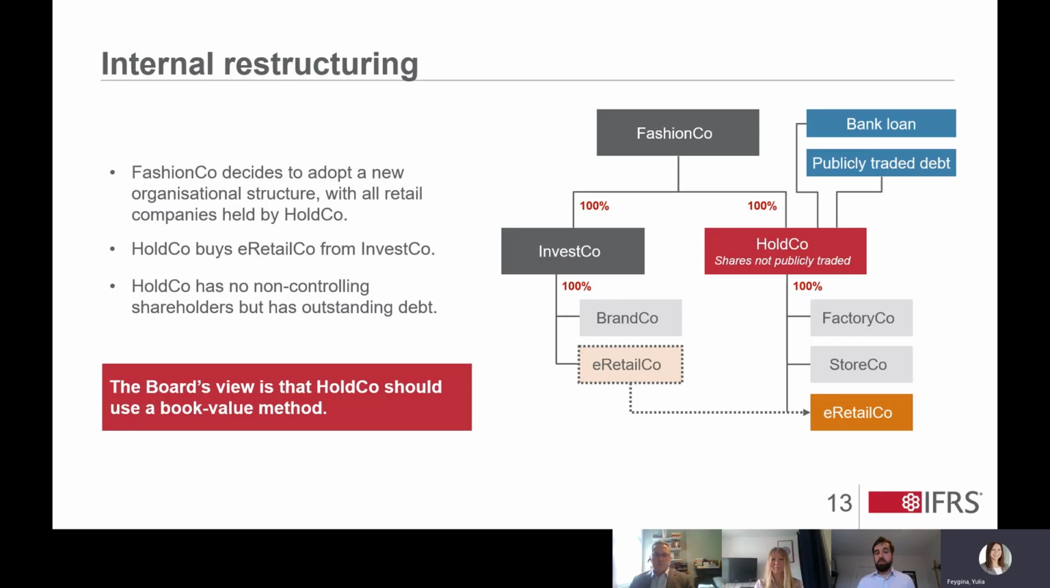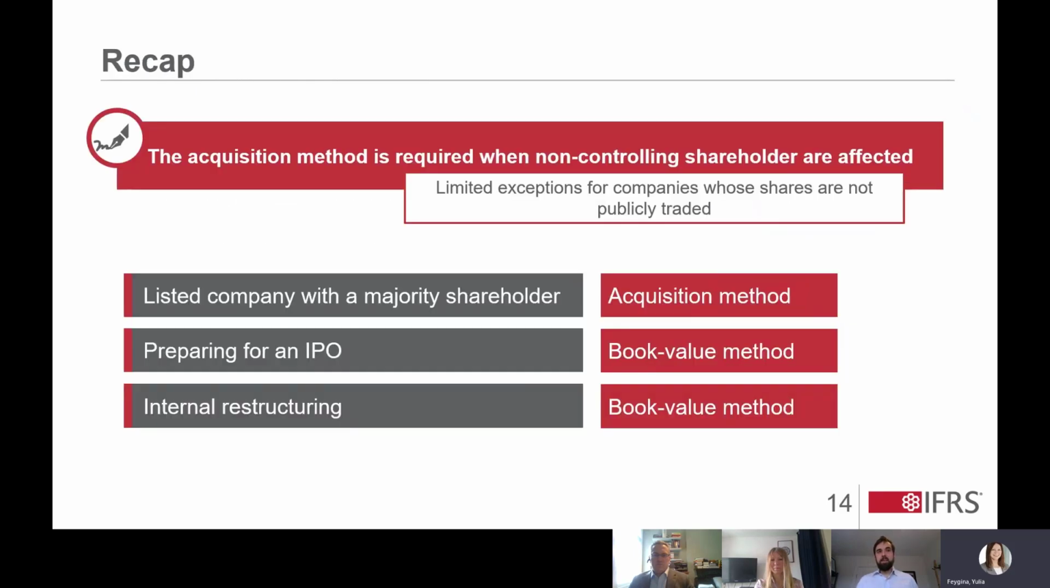And finally, if the board were to require the acquisition method in this scenario, that would effectively mean that the acquisition method would be required in most cases, because most companies would likely have some lenders or creditors. I've discussed three scenarios where a business combination under common control occurred and the accounting method that would be applied to each of those transactions in the board's view. I'd like to recap them before we move on to explain how the methods would be applied.